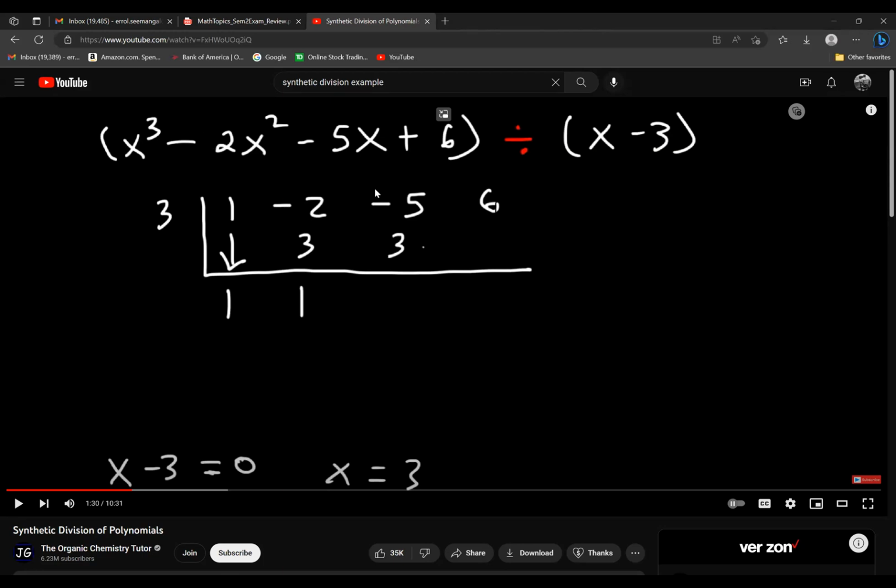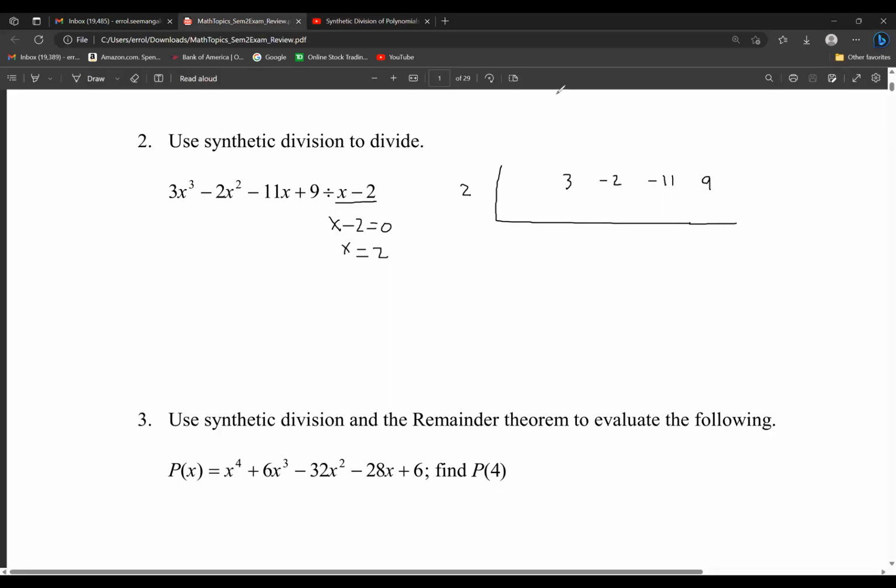1, -2, -5, 6. The first one they always bring down. So this first one we're just going to bring down. So it's going to be 3 first. So 3. Now 2 times 3 is 6. We're going to write that there.